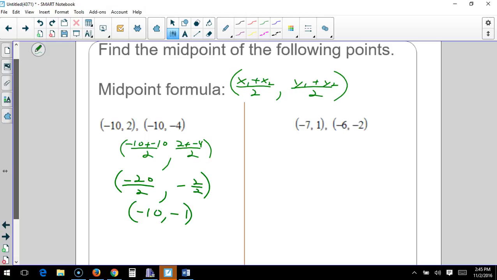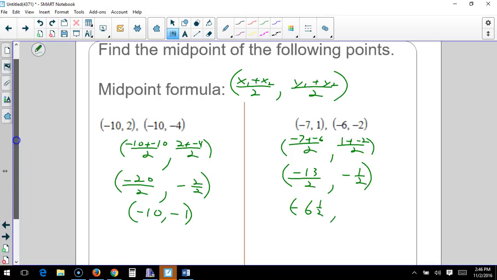That's my midpoint. Over here, again, negative 7 plus negative 6 divided by 2, 1 plus negative 2 divided by 2. I get negative 13 over 2 and negative 1 over 2. And I can just leave it like that. That's my point. If I wanted to, I could change this to negative 6.5, comma, negative 1/2. It's a little bit easier to plot that way for putting on a graph.